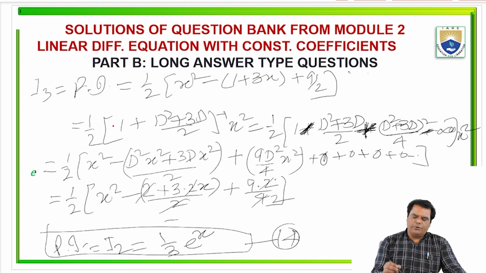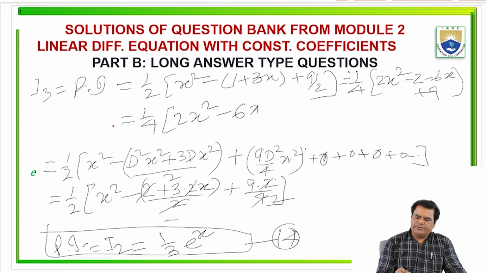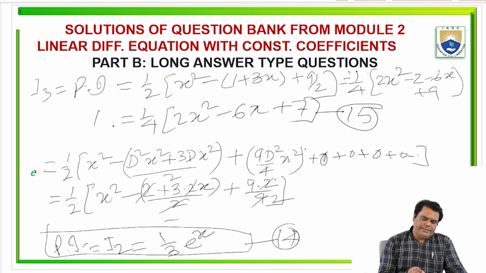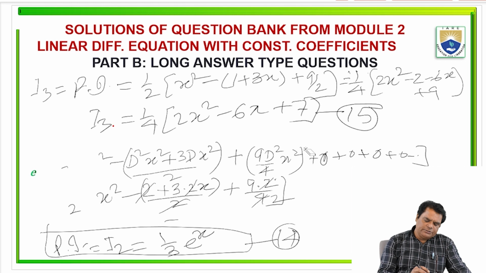Okay. Now taking LCM. So 1 by 4 here, 2x square and minus 1 minus 2 minus 6x and plus 9. Now this is equal to 1 upon 4 and here 2x square and minus 6x and plus 7. This is PI. This is equation 15. This is I3. After adding I1 plus I2 plus I3, we get the complete solution.